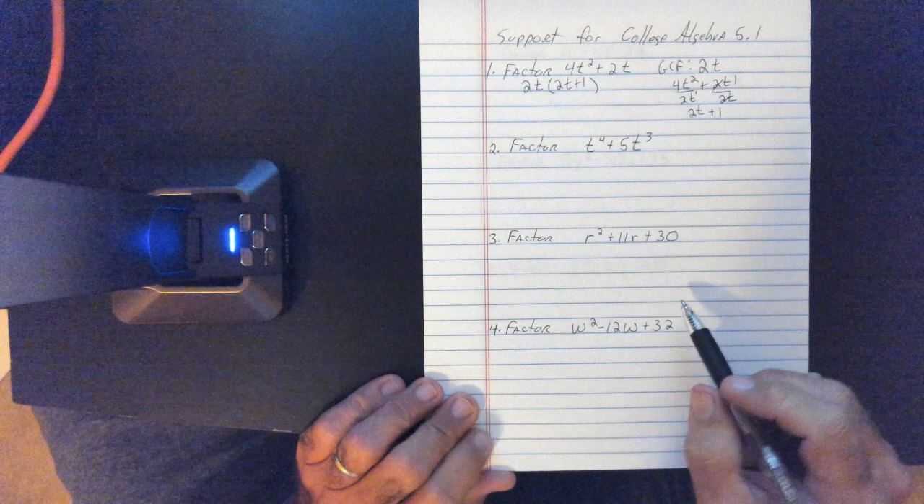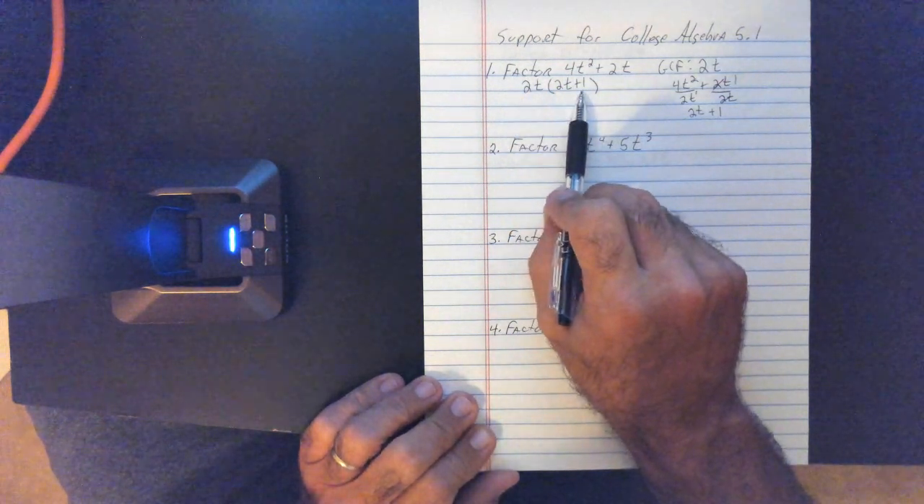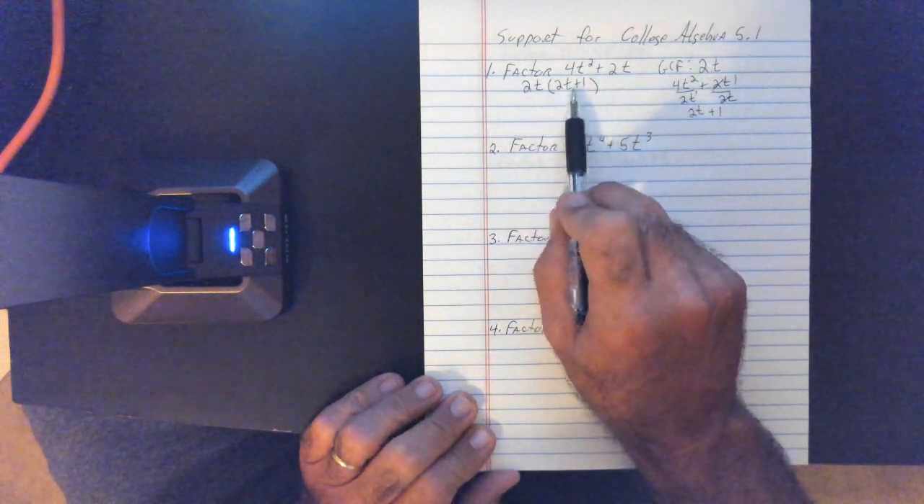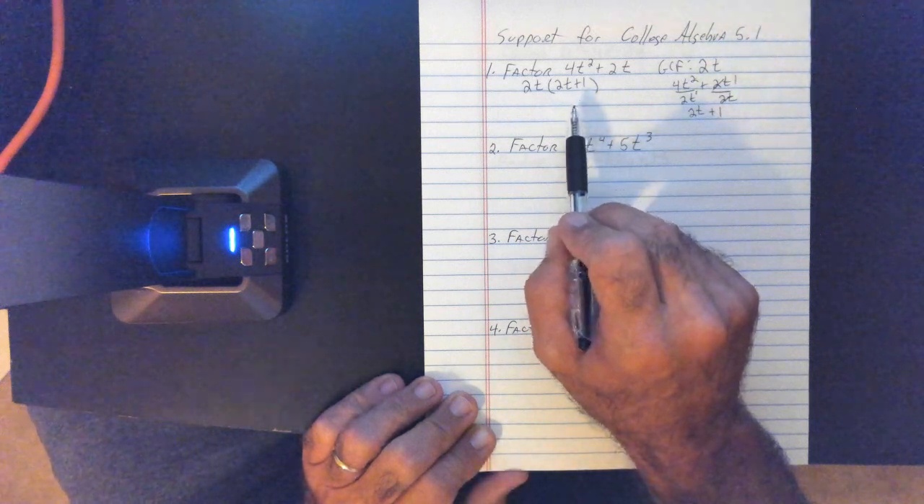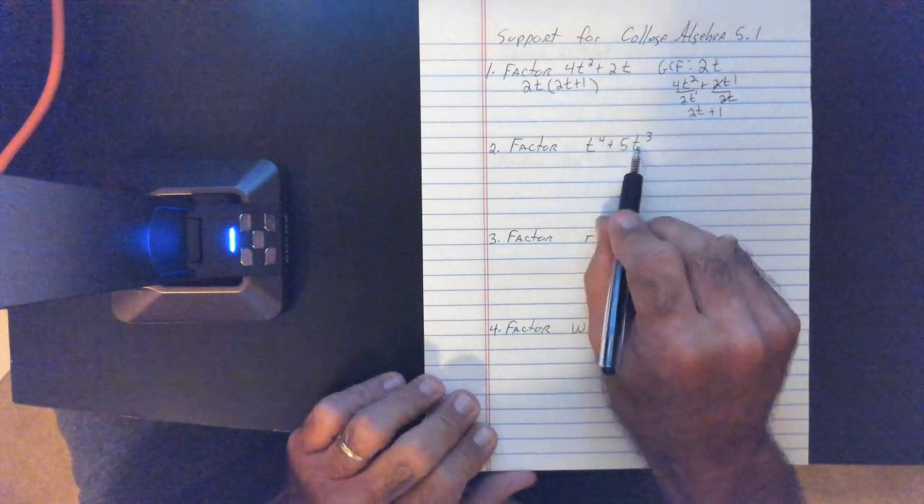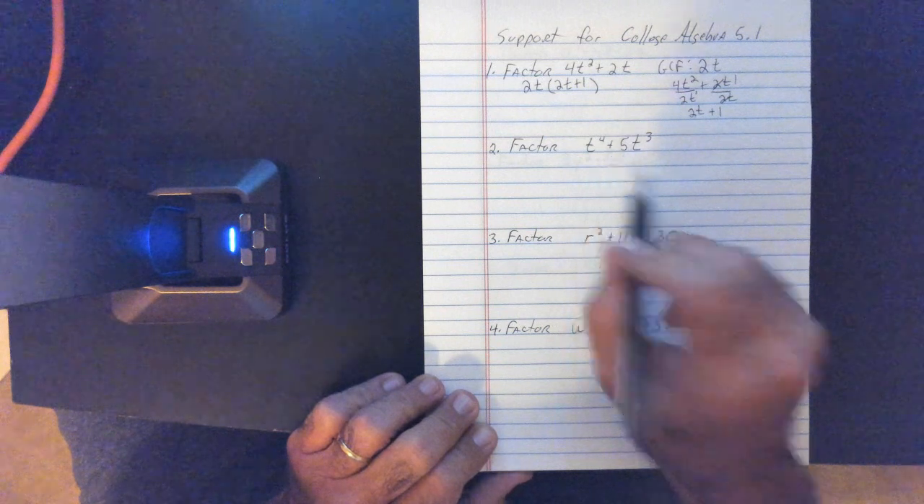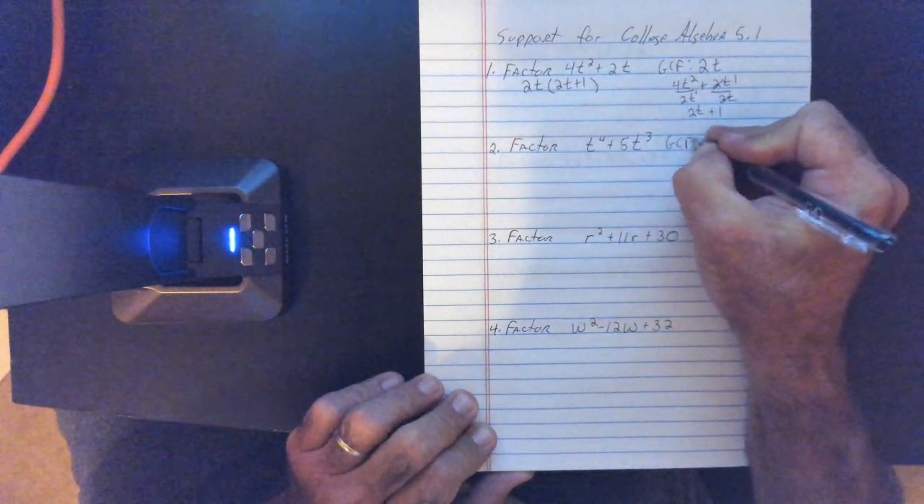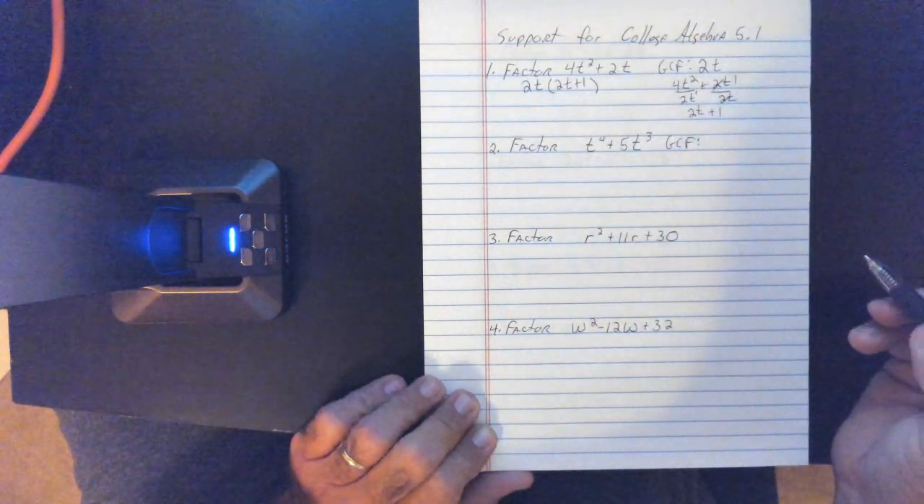So we are done because there's nothing else I can do to that. The 2t and the 1 have no other numbers in common other than a 1. Alright, so the second one is another binomial being added. So really the only thing I can do to that is factor out a greatest common factor.